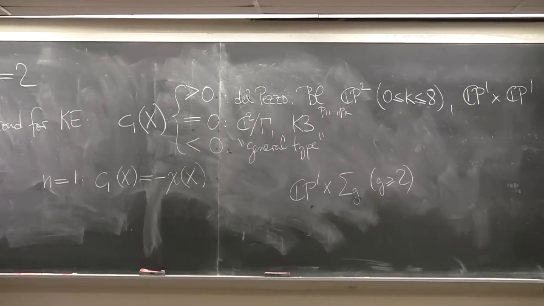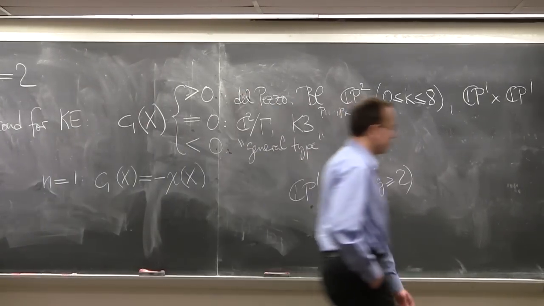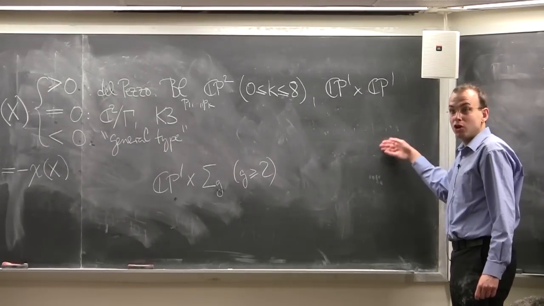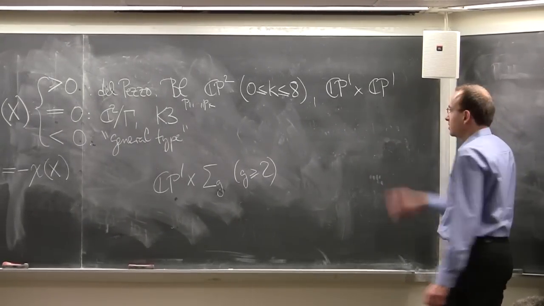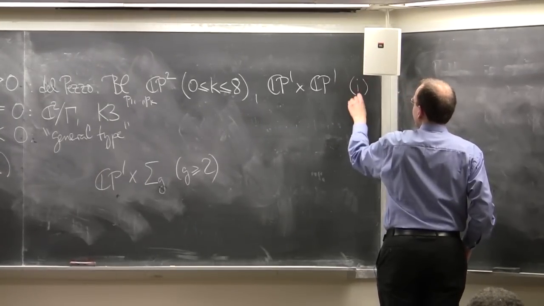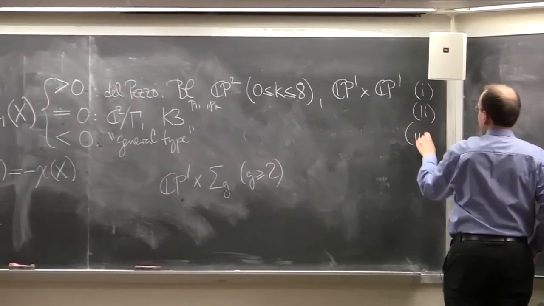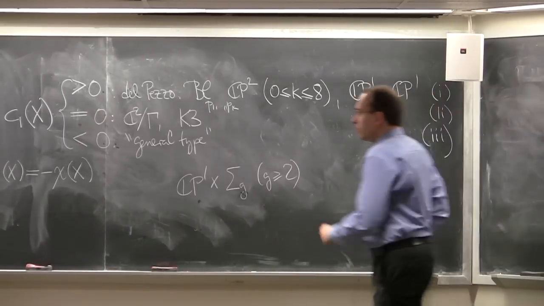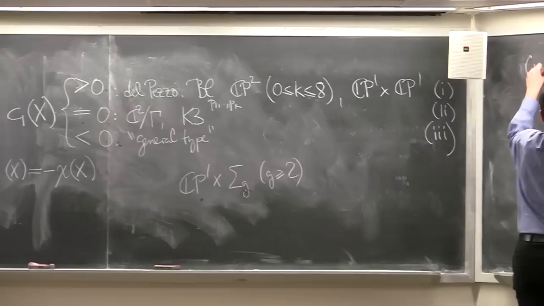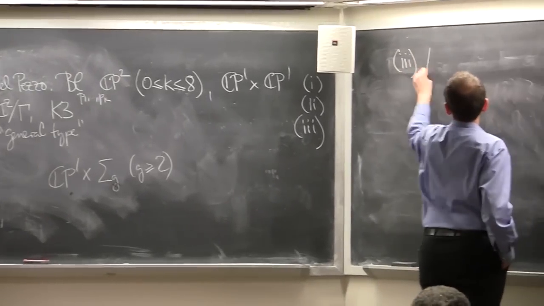So that's a necessary topological condition, and then we have the corresponding existence theorems that the necessary condition in complex dimension 2 is almost always sufficient for the existence of a Kähler-Einstein metric. So I'm going to make three cases, 1, 2, 3. Just continue here. So case 3 is in some sense the easiest case, so that's the Calabi-Yau theorem.